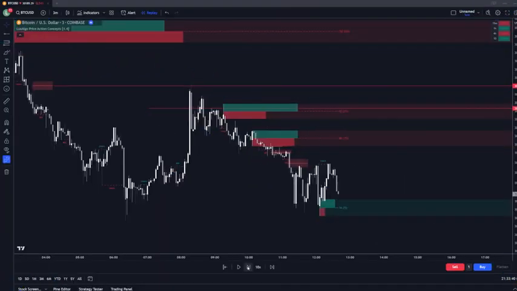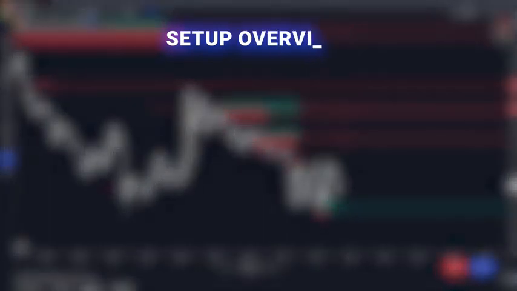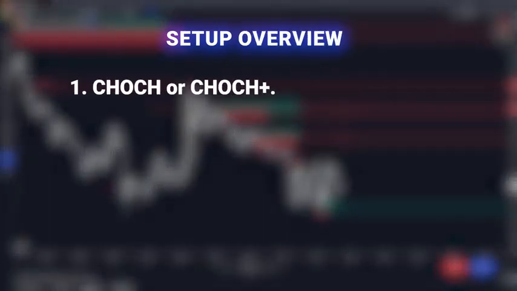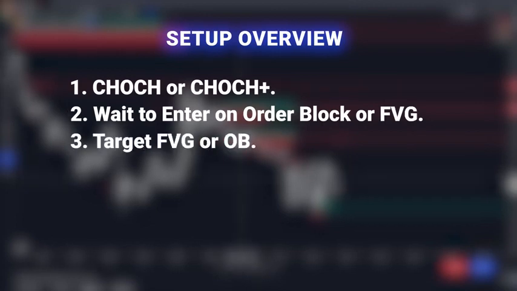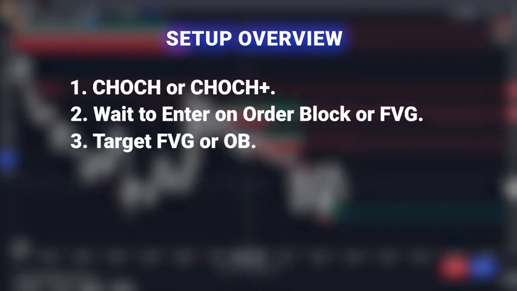So that's pretty much the way to use this setup with the change of character, wait to enter on an order block or a fair value gap, and targeting points of interest above using the same features.